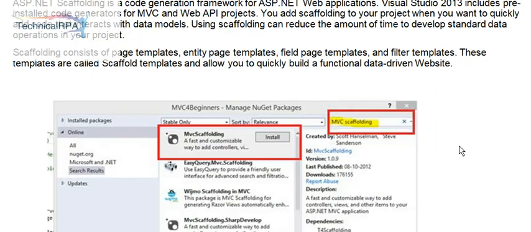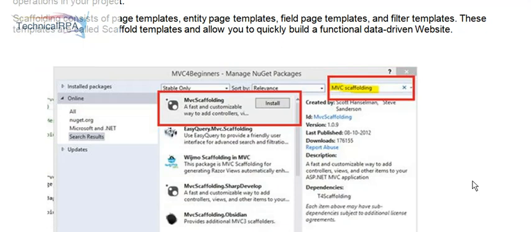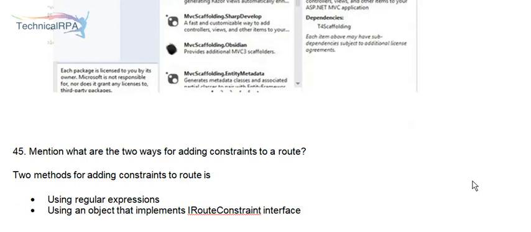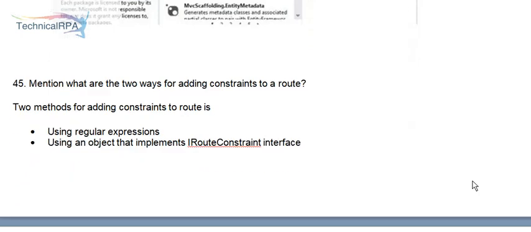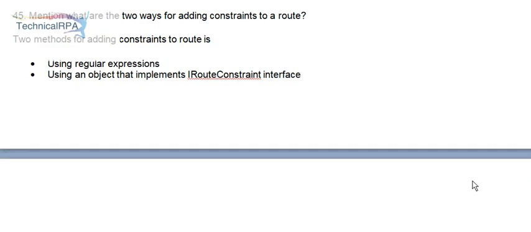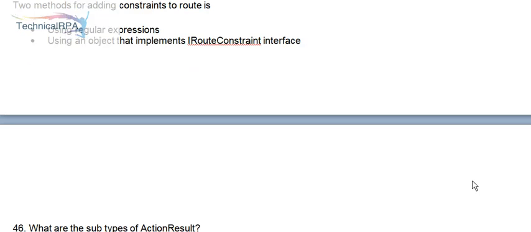Scaffolding consists of page templates, entity page templates, field page templates, and filter templates. These templates are called scaffold templates and allow you to quickly build a functional data-driven website. 45. Mention what are the two ways for adding constraints to a route. Two methods for adding constraints to a route are using regular expressions, and using an object that implements the desired constraint interface.